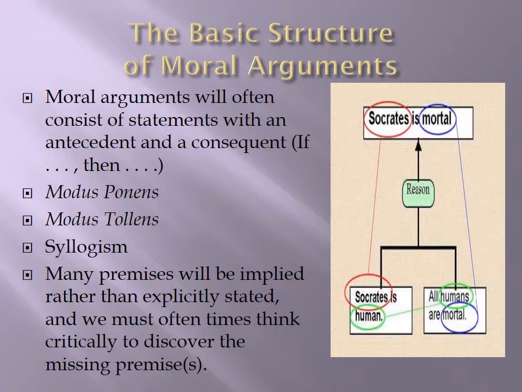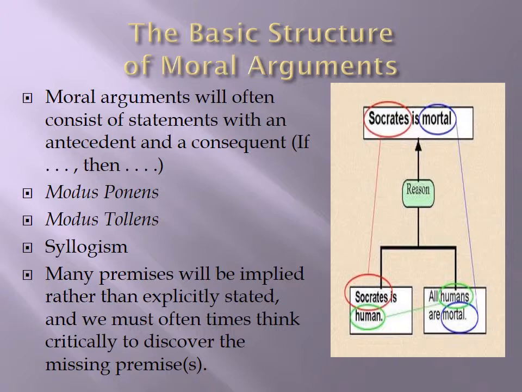So, our author presented us with a few kinds of moral arguments with the antecedent and consequent that are valid moral arguments. He gave you a great example of one that was invalid also. But let's take a look first at a couple of these that are always valid arguments. Okay, first is modus ponens.